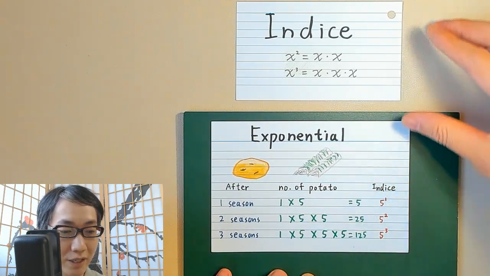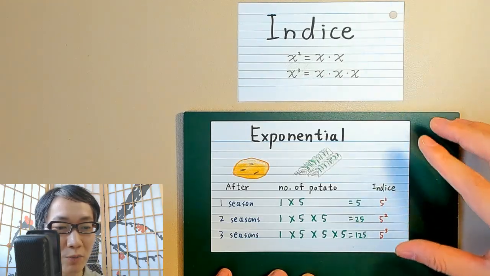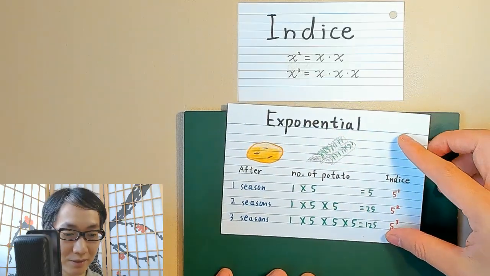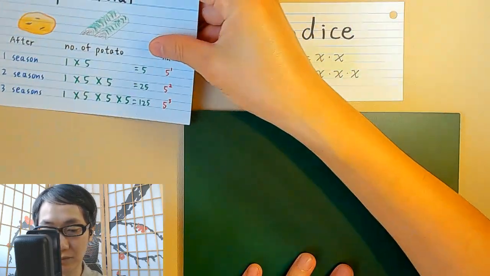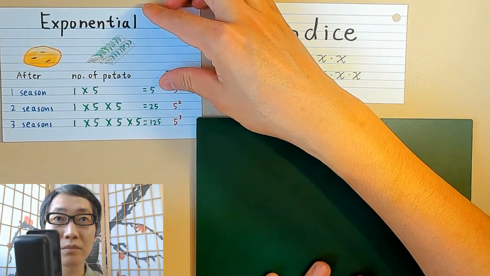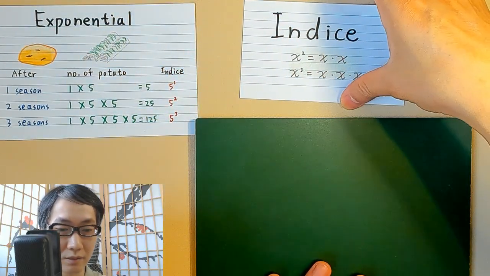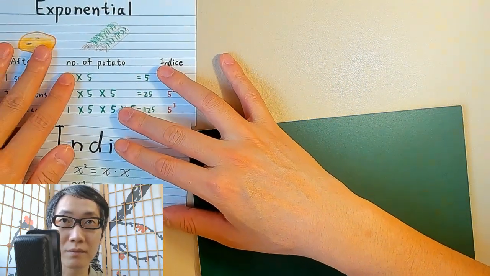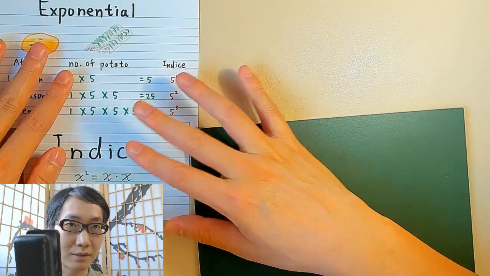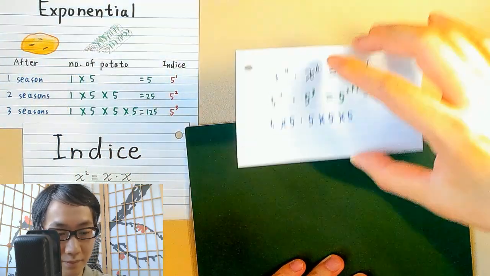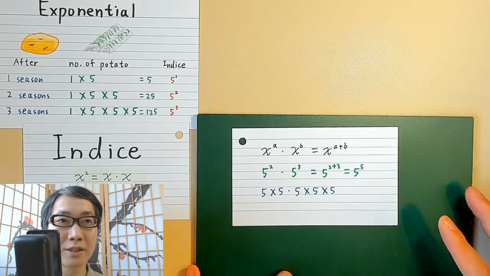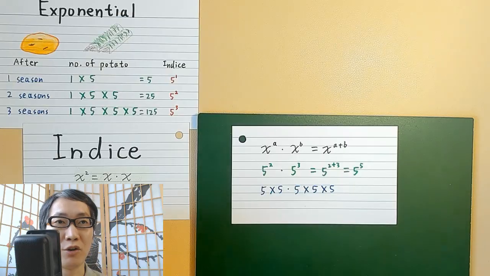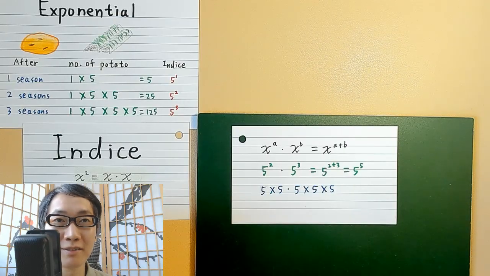And let's look at some rules to help us calculate the values involving indices. This is one of the laws of indices, or some rules, or actually we can regard them as shortcuts.